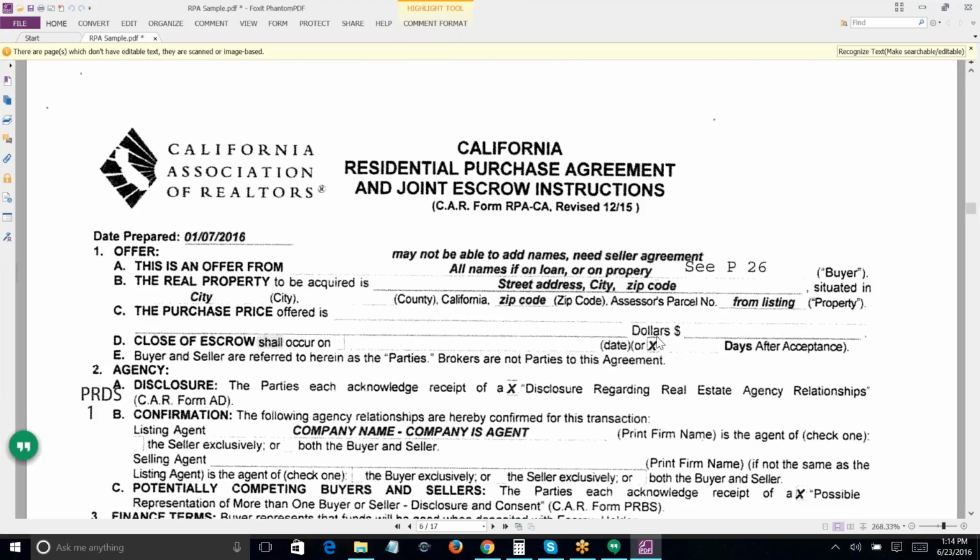Escrow shall occur on, you either can write in a date or put in so many days after acceptance.